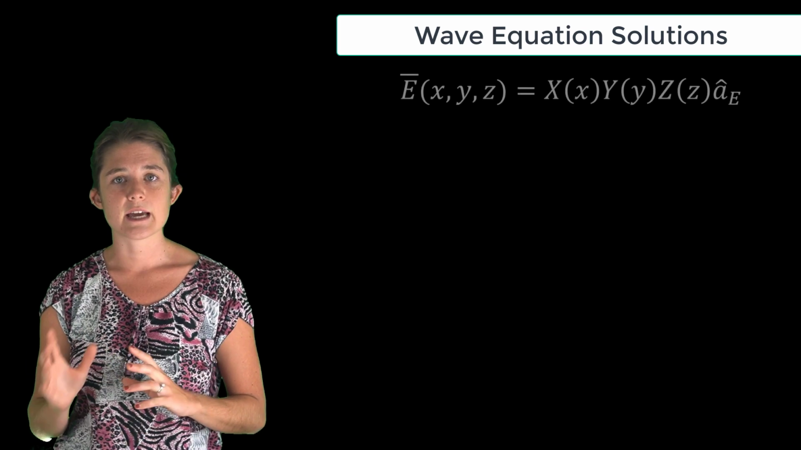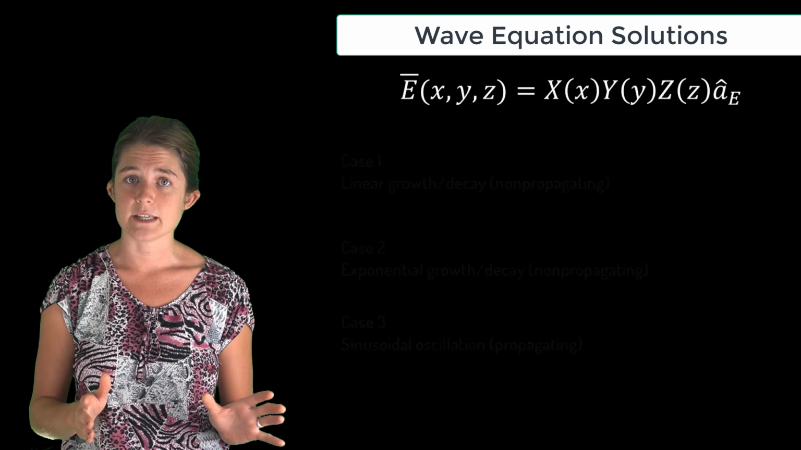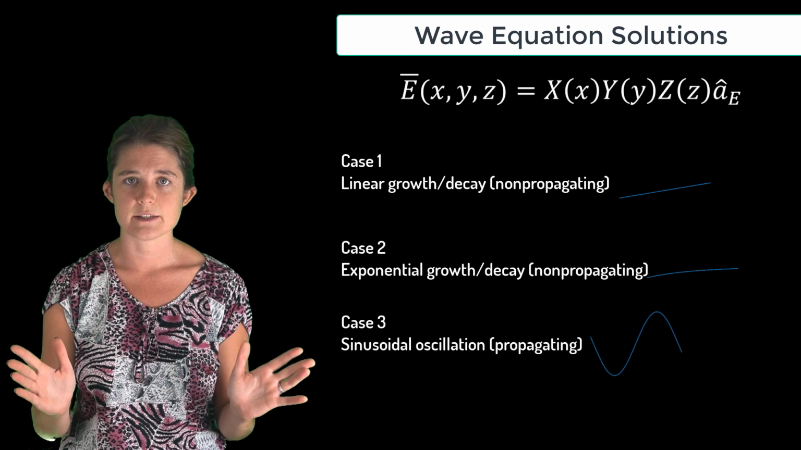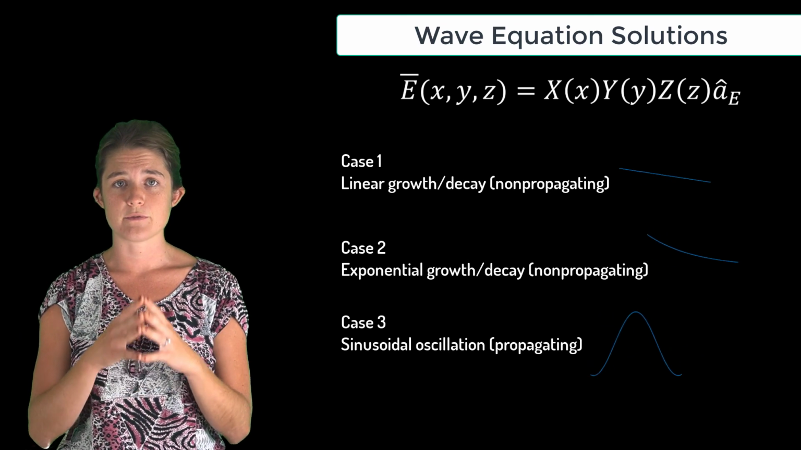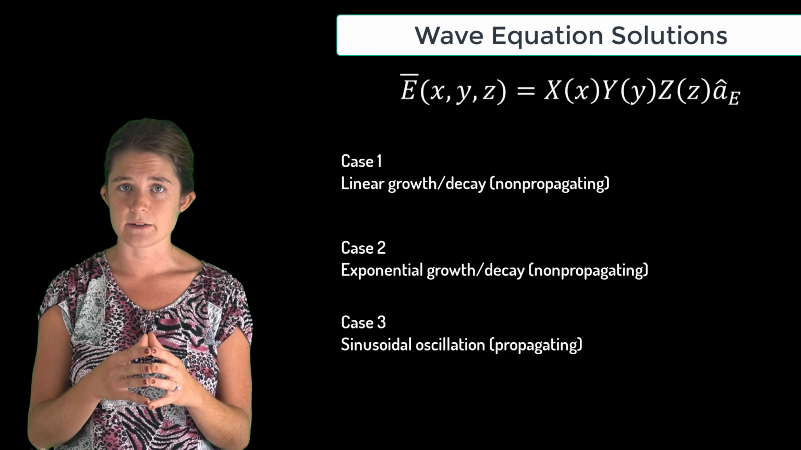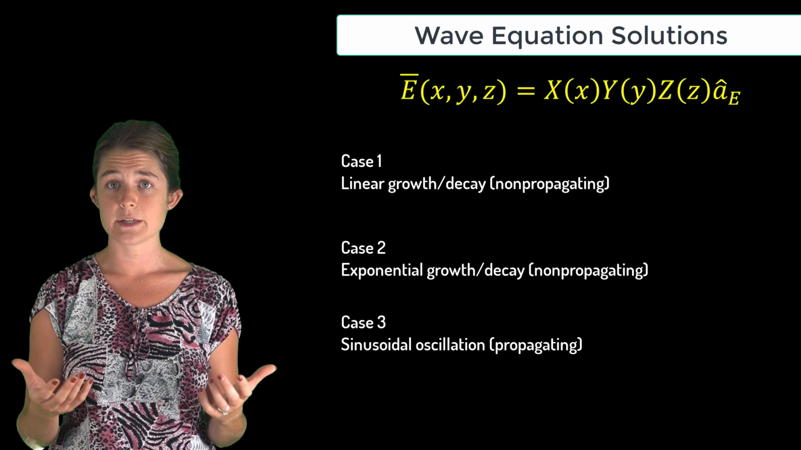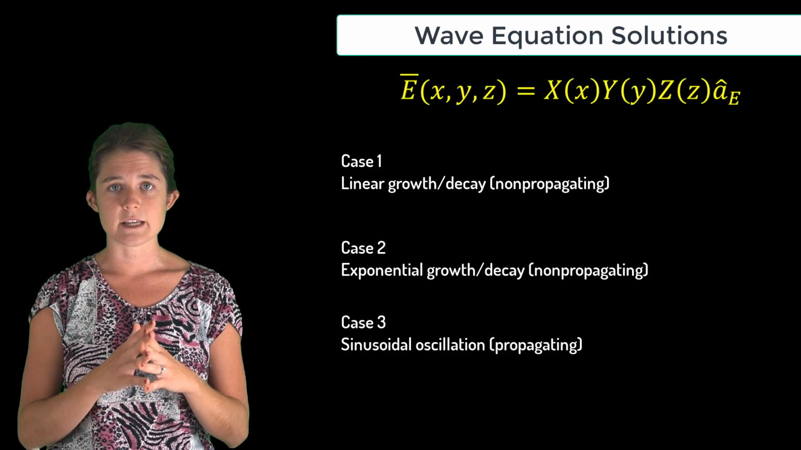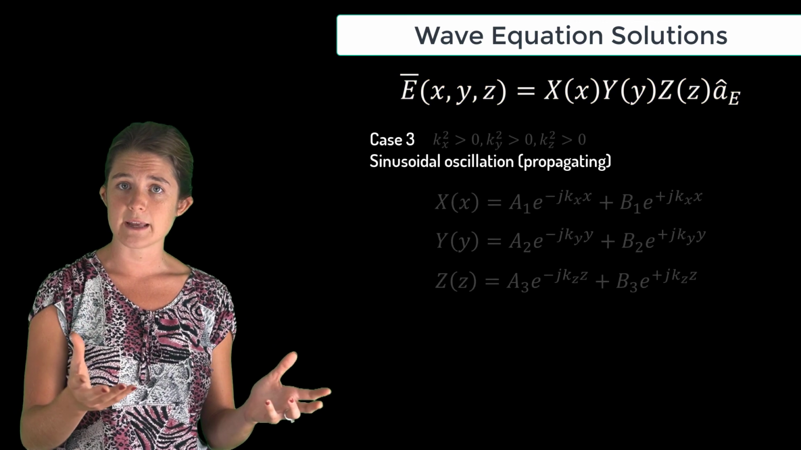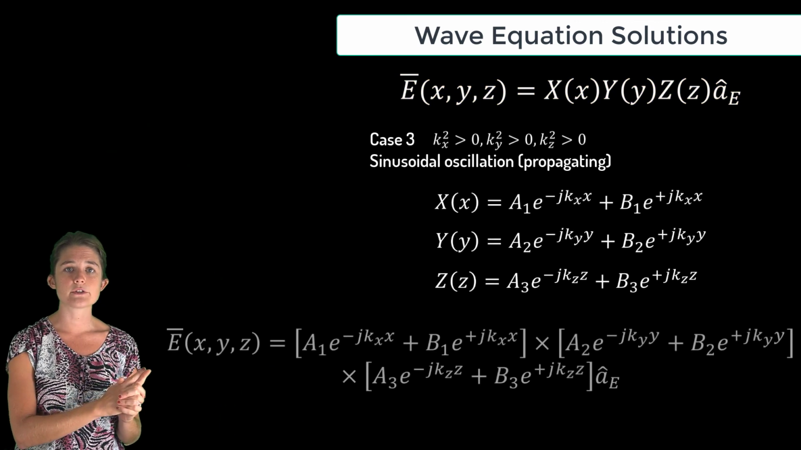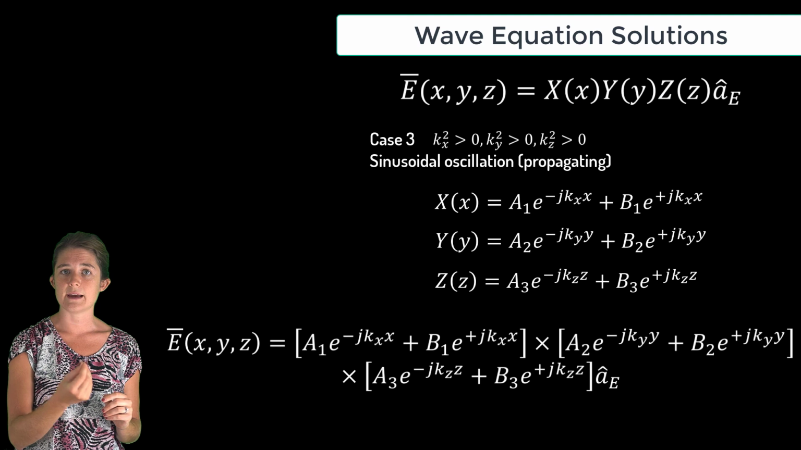Each of the functions X of x, Y of y, and Z of z may fall into any of these three cases. Our total solution for the spatial function of the electric field is the product of all three solutions. So for instance, if all three functions fall into the propagating case 3, then this is our total solution for E of x, y, and z.